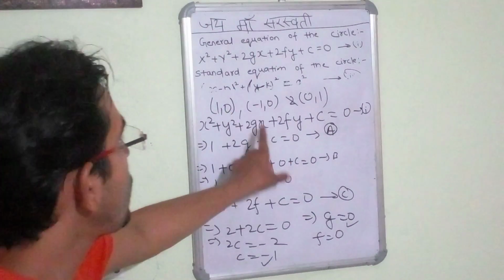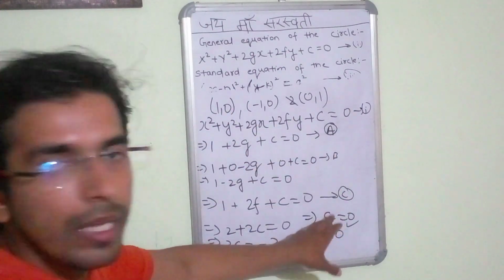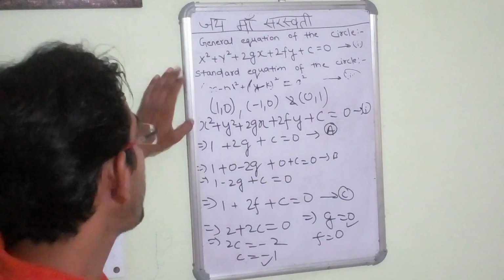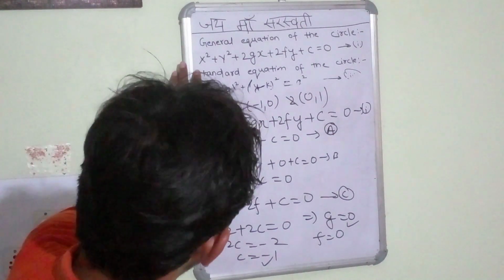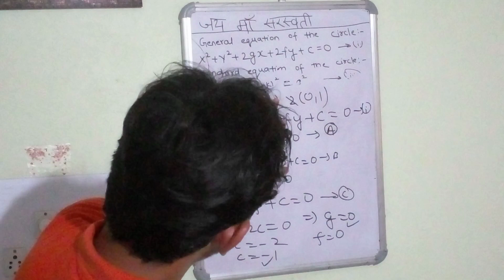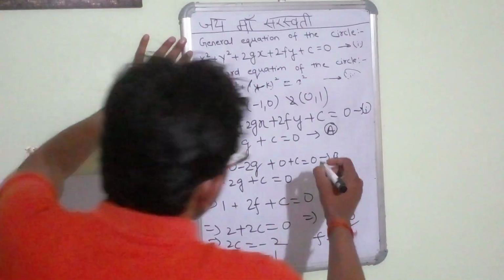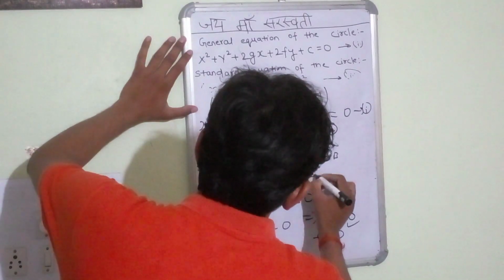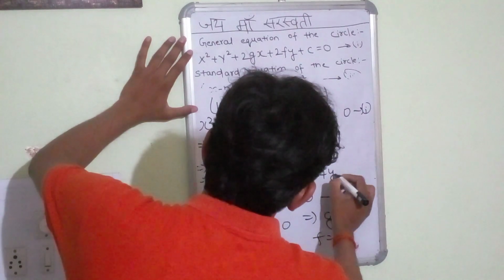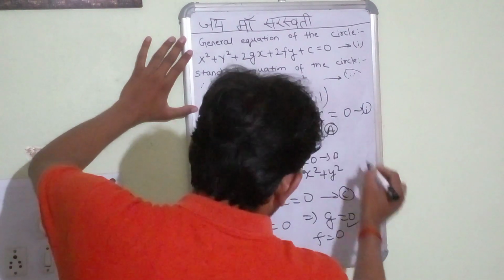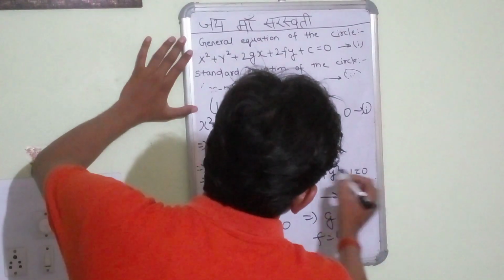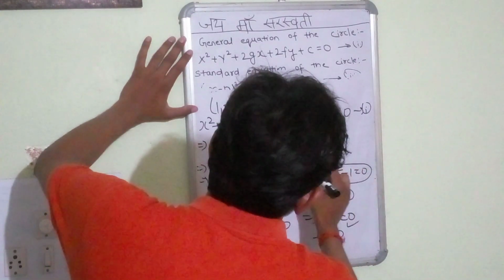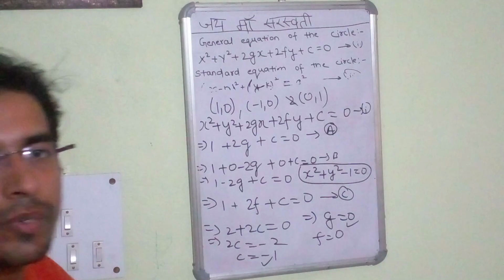Now we will be substituting back these values in equation number 1. So it will be x square plus y square, with g as 0, f as 0 and c as minus 1. So this is the final result which we had got.